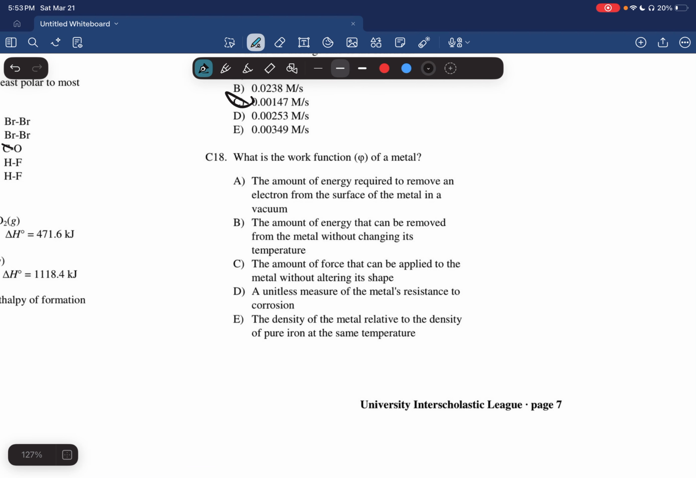but again, moving on. Question 18 says, what is the work function of a metal? Well, if you've taken Physics 2, or you know about the photoelectric effect, then this is just a definition question, and it's just something you need to know. It's a concept in the photoelectric effect, and it just refers to the minimum energy required to remove an electron from the surface of a metal. And so answer choice A is going to be our answer here. Again, it's just a definition question.